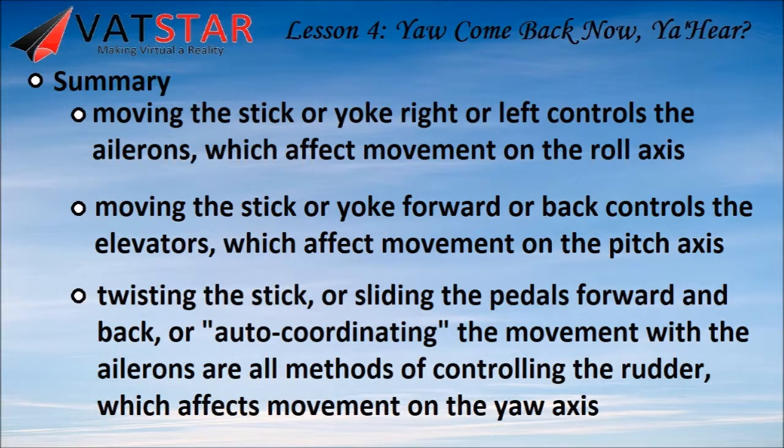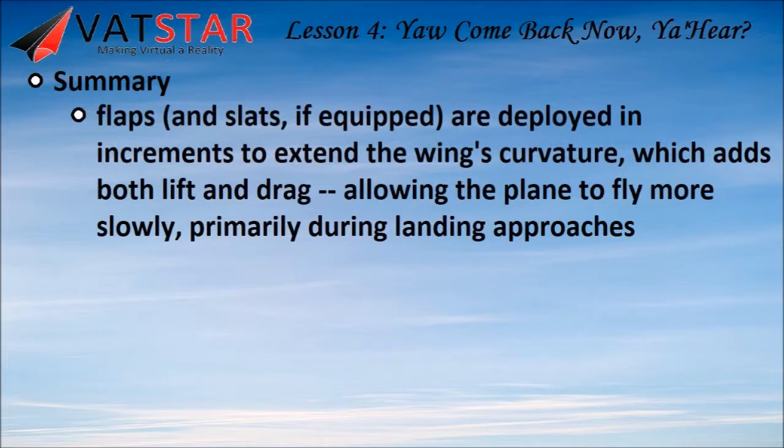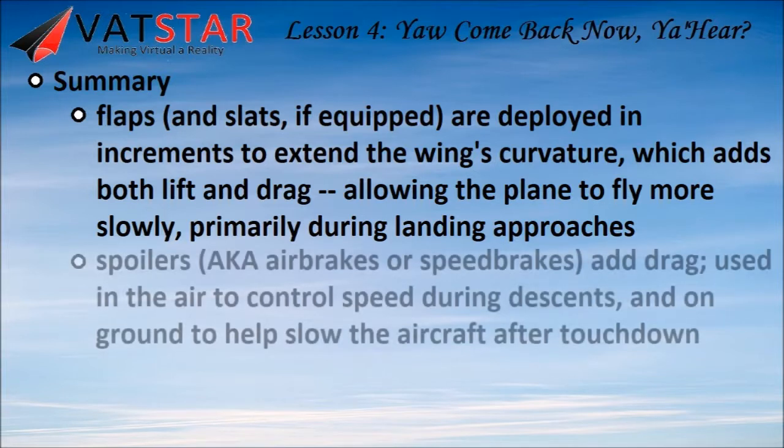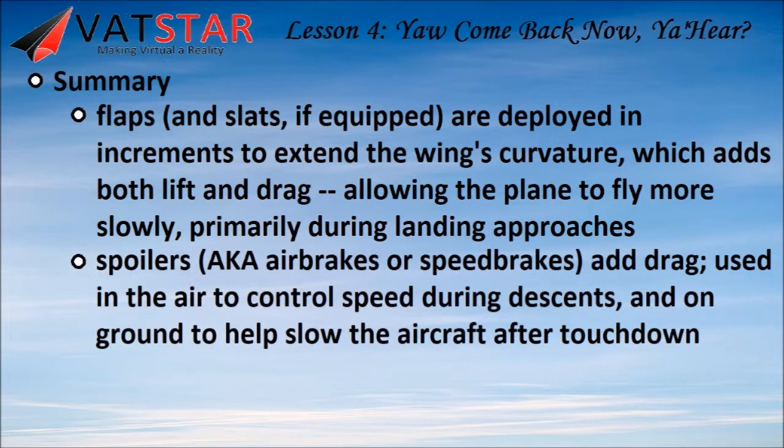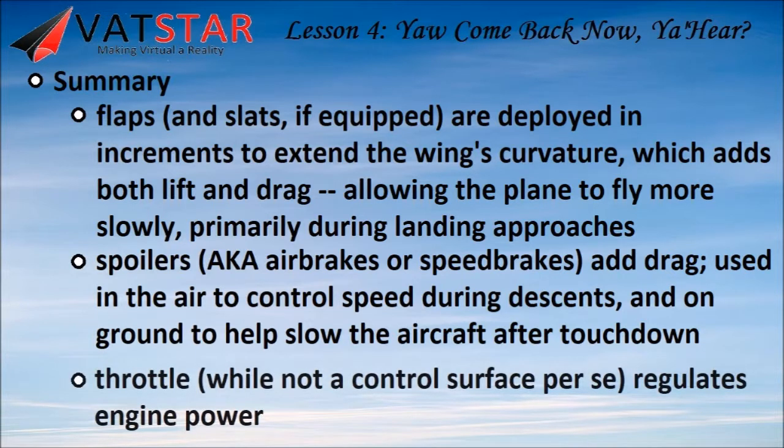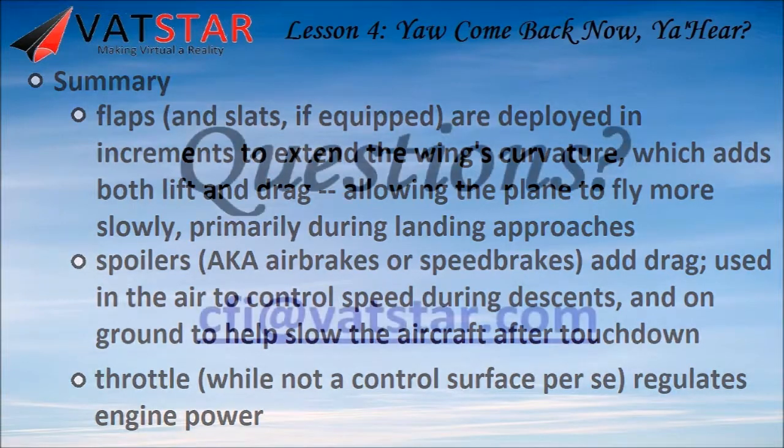Additionally, flaps and slats, which you can refer to generically just as flaps, extend the wing's curvature, adding both lift and drag, allowing the plane to fly more slowly, especially during landing approaches. Spoilers, also called air brakes or speed brakes, add aerodynamic drag, which helps control speed during descent or to brake after touchdown. And the throttle, which isn't technically a control surface but still very important, controls how much power your engine's putting out. Got it?